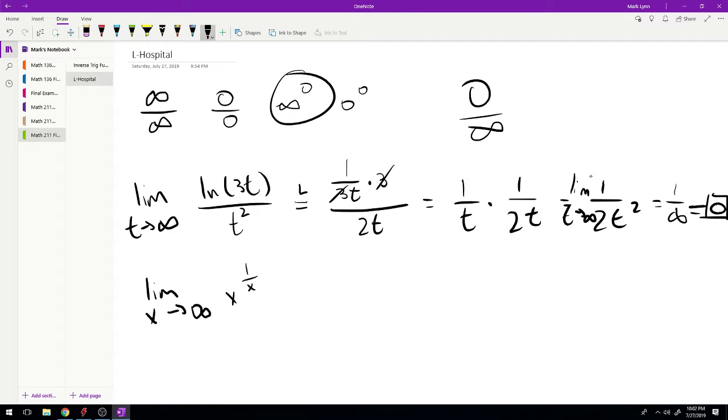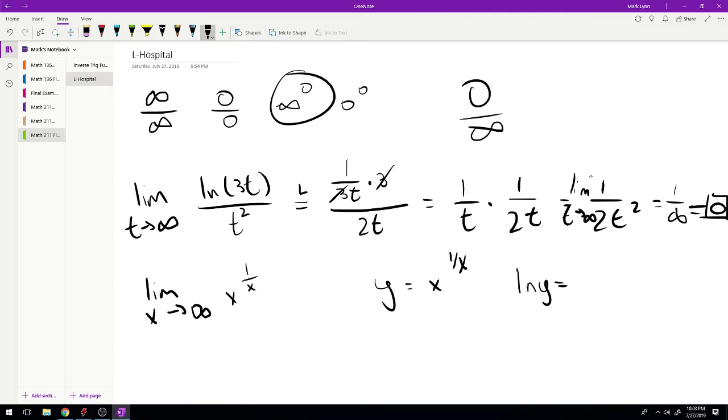But you'll notice we can't really use L'Hopital right away because we don't have a top function and a bottom function. So any problem like this where we have something like infinity to the 0th power, 0 to the infinity power, 0 to the 0 power, any of those kinds of things, we'll want to use this strategy I'm about to show you, where we call y equal x to the 1 over x, and then we'll take the natural log of both sides. And that seems weird, but you'll see why in just a second.